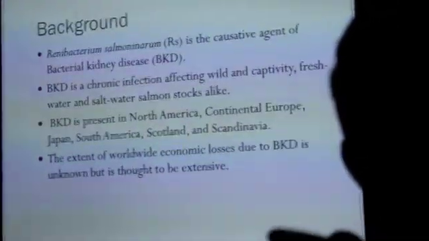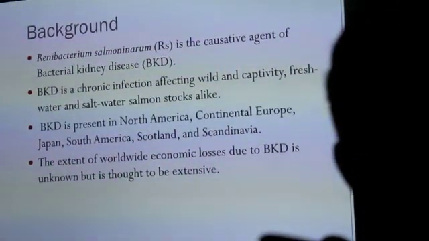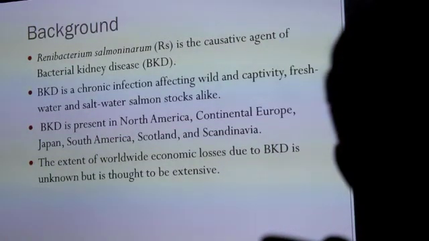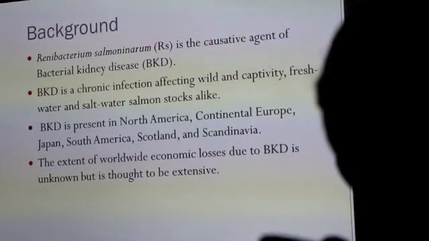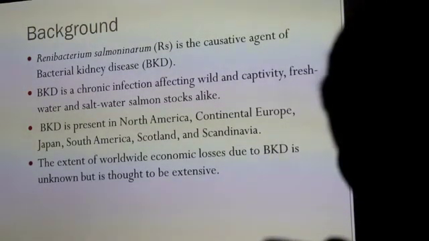Renibacterium salmoninarum is the causative agent of bacterial kidney disease in salmon. It's a chronic infection affecting wild and captive, freshwater and saltwater salmon alike. It's present in North America, continental Europe, Japan, South America, Scotland, and Scandinavia, so it's a global disease. The extent of worldwide economic loss due to BKD is unknown, but it's thought to be extensive. With culling programs now, we're trying to reduce those effects. It's also one of the most devastating bacteria for salmon today.